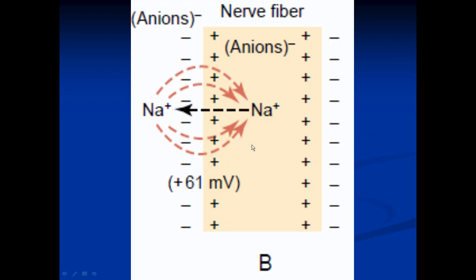Still there is the concentration difference. High quantity of sodium outside, low quantity of sodium inside, but the potential is created inside the cell. When it reaches plus 61 millivolts, no further diffusion of sodium occurs from outside to the inside. So keep these things in mind.